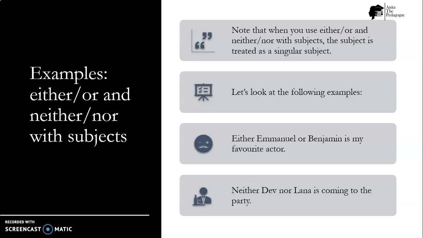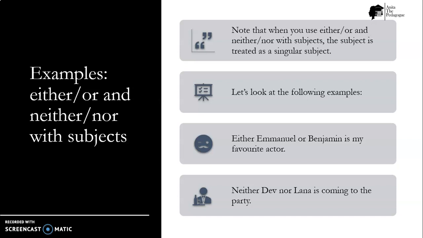Even though we have two subjects here, as in Emmanuel and Benjamin, we do not refer to Emmanuel and Benjamin as a plural subject, but a singular one, because it's either one of them and not both of them. And so it uses is, which is a singular verb, and not are, which is a plural verb.